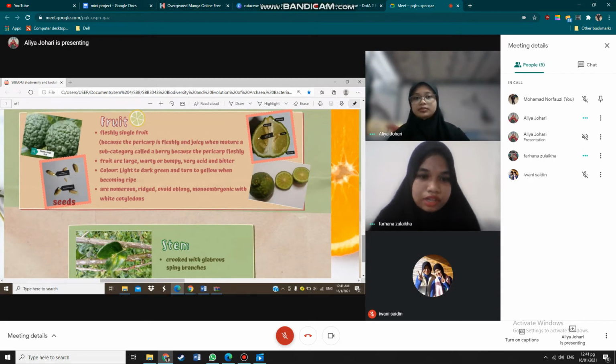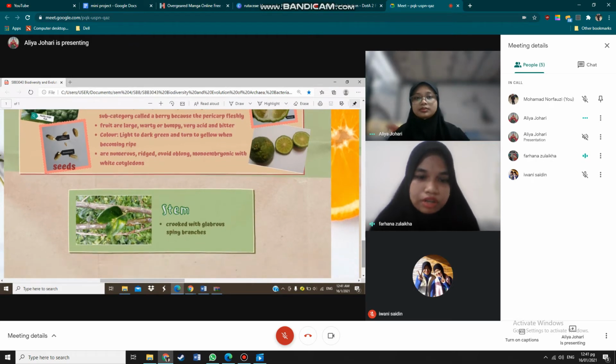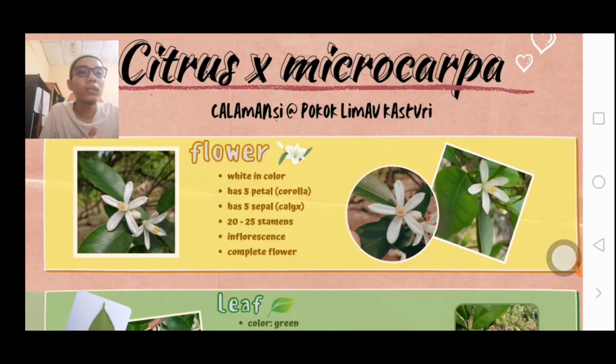For the seed, they are numerous, rigid, oblong. They have monoembryo, thick with white cotyledon. For the stem, crooked with glabrous spiny branch. For Citrus microcarpa, or calamansi, or pokok limau kasturi.